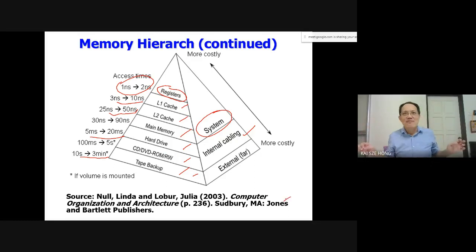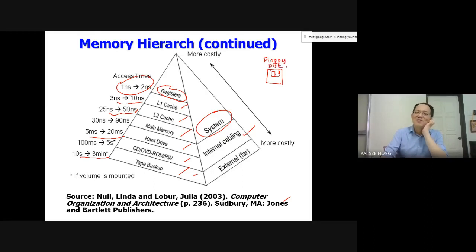Tape backup. I think nowadays, nobody uses a tape to do the backup, right? At this moment, not even a floppy disk. Do you know what a floppy disk is? A floppy disk is actually a piece of disk. Okay, it looks like this. I think you don't know this. It's a piece of disk. It's called a floppy disk. Okay, I hope you know.